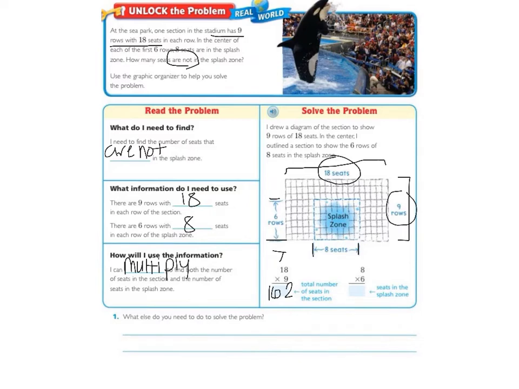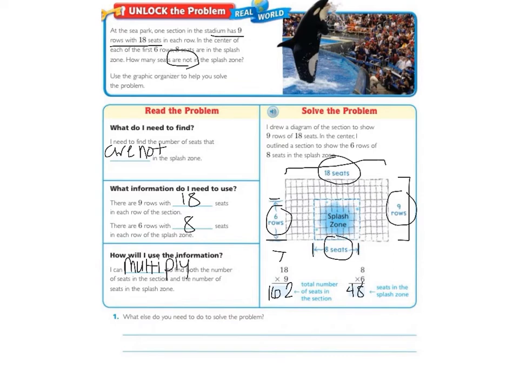And then in my splash zone, I have 6 rows and 8 seats. So I need to multiply 8 times 6, and that is 48. And then in order to solve my problem, on the problem below, we know that we need to know what is not in the splash zone.